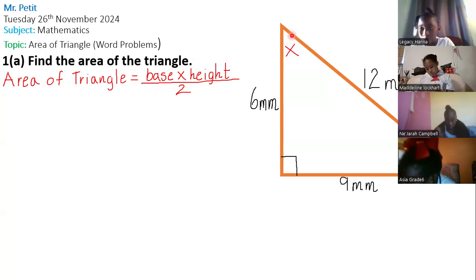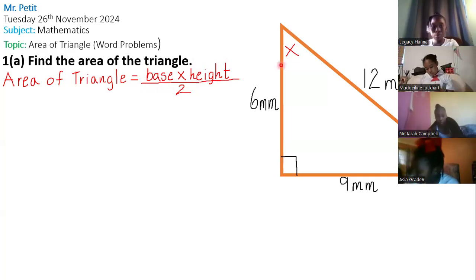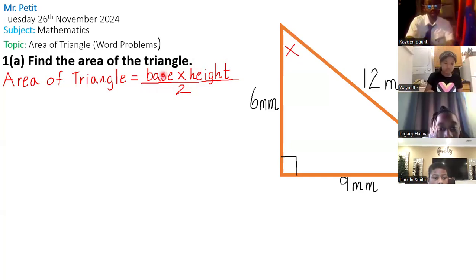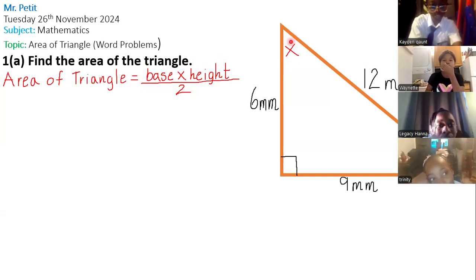Okay? Legacy, what's the formula for the area of a triangle? Base times height divided by 2. Is that Trinity? No, sir. Is Trinity here? Yes, sir. Oh, I thought I saw her. Yes, Trinity, what's the formula for the area of a triangle?